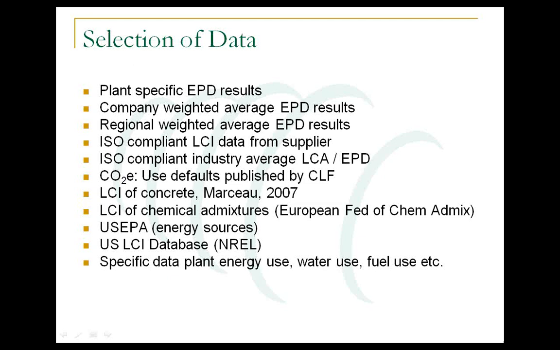So in other words, if you go to the top of this list, plant-specific EPD results. So if you're conducting a life cycle assessment on a concrete plant, you would look at all the suppliers and ask them for their EPDs, right? So cement, fly ash, slag, admixtures, aggregates, and so forth. Ask them, do you have EPDs? Likely not at this point in time. So you would go down the list even further.